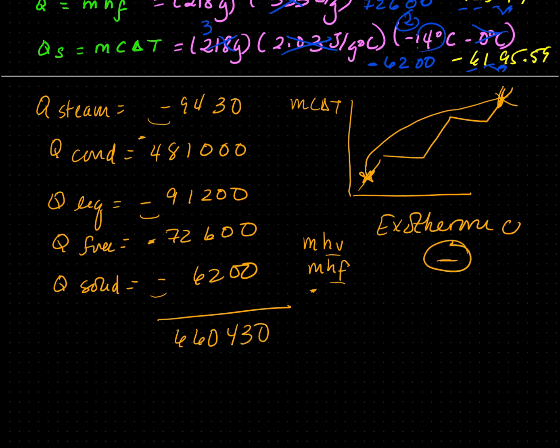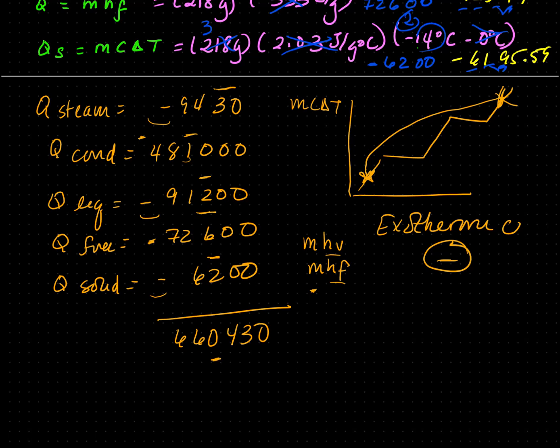660,430. The least precise position for the first one is the 3. For the condensation is the 1. For the liquid is the 2. For the freezing it's the 6. And for the solid it is the 2. So the least precise position is going to be the thousandths.